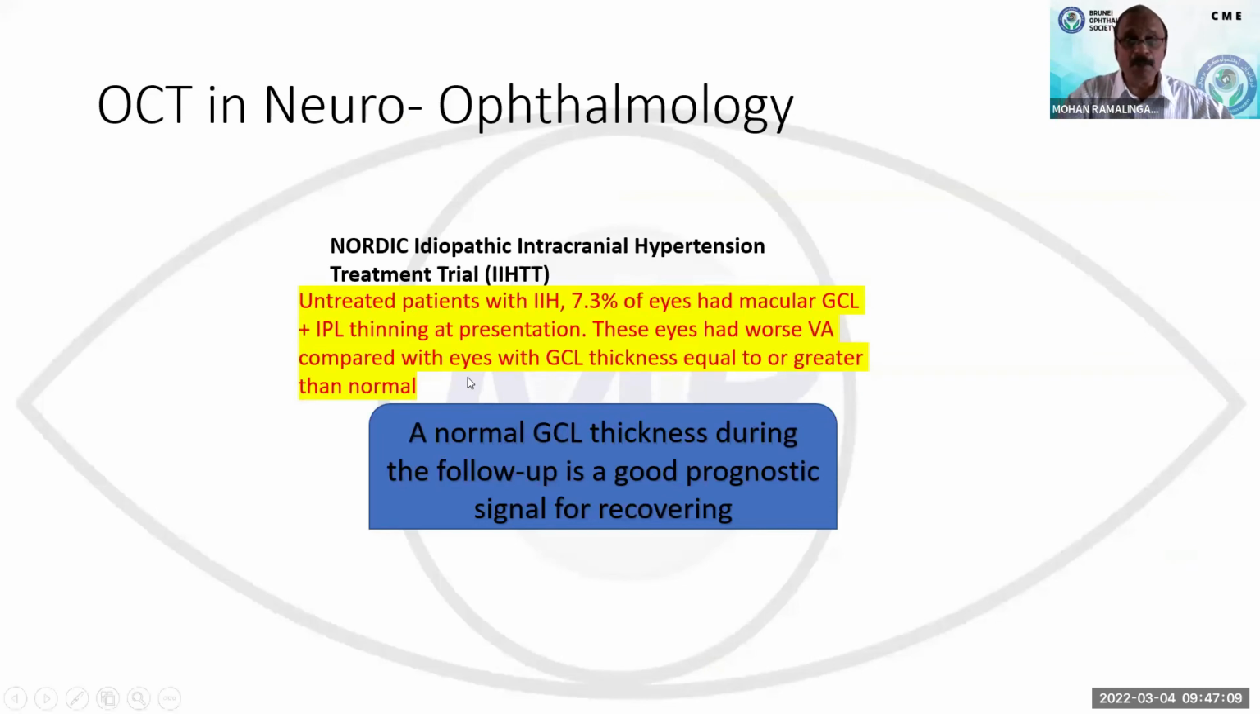And this is a very important study which says that macular ganglion cell layer thinning at presentation in patients with untreated benign IIH, this patient may have a worse visual prognosis. That means a patient with normal ganglion cell thickness during follow-up has a good prognostic sign for recovery of this patient.